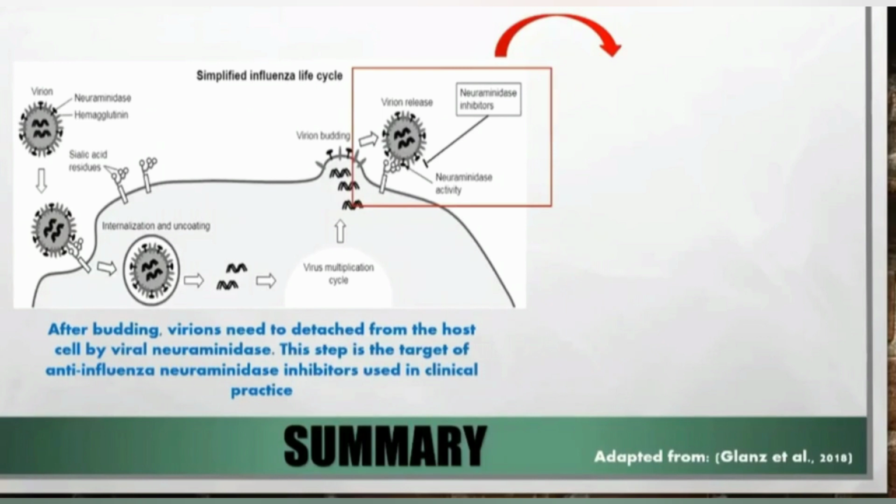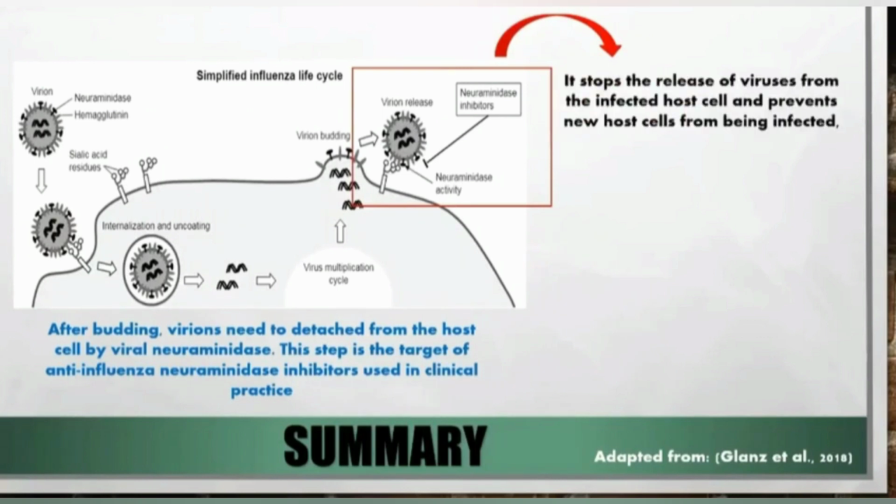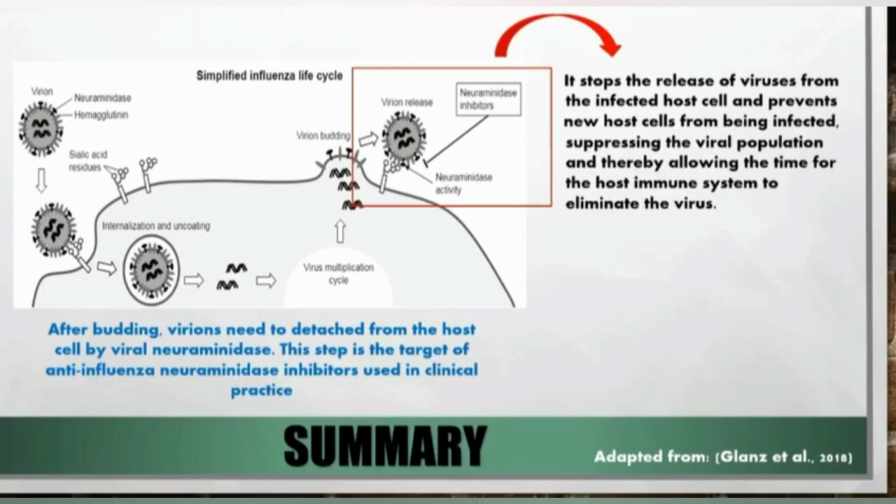In the presence of neuraminidase inhibitors, the release of viruses from the infected host cells is stopped and new host cells are prevented from being infected. Thus, it can suppress the viral population and allow time for the host immune system to eliminate the virus and eventually control the infection.